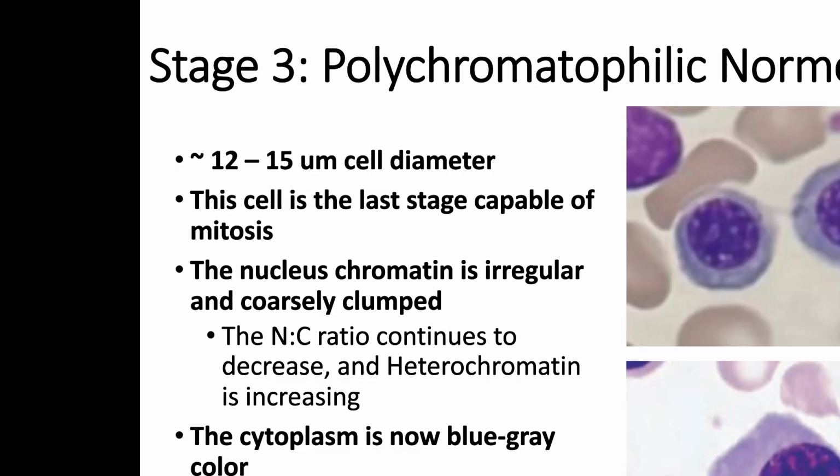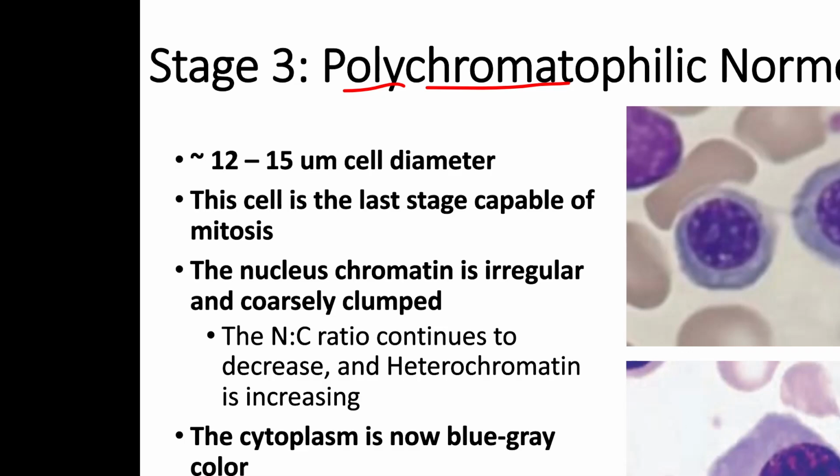This is the polychromatophilic normoblast. Polychromatophilic just means multicolored cell: poly, multi, chromato, color. This is now the last stage that is capable of mitosis. It's now much more condensed than its previous predecessors, and it's really irregular and very, very coarsely clumped. The N:C ratio will continue to decrease as well as the actual size of the cell, and heterochromatin is now much more present. Instead of just this blue color, we're now looking at more of this purple gray color, because we're starting to increase the amount of hemoglobin that's inside of the cell.